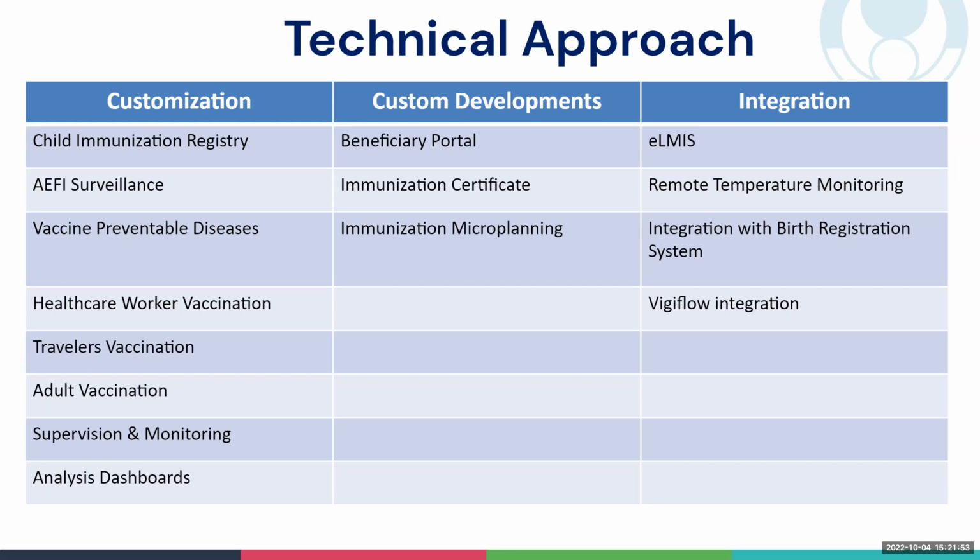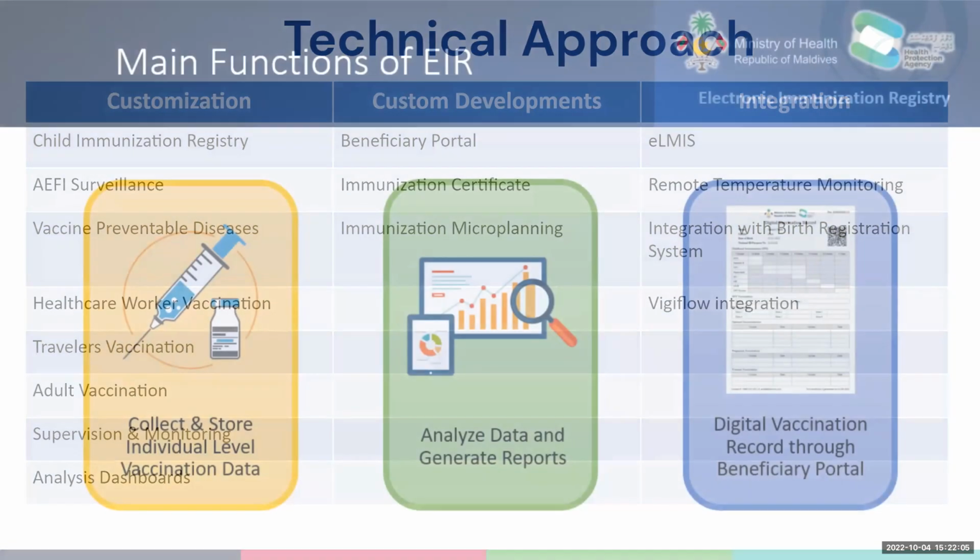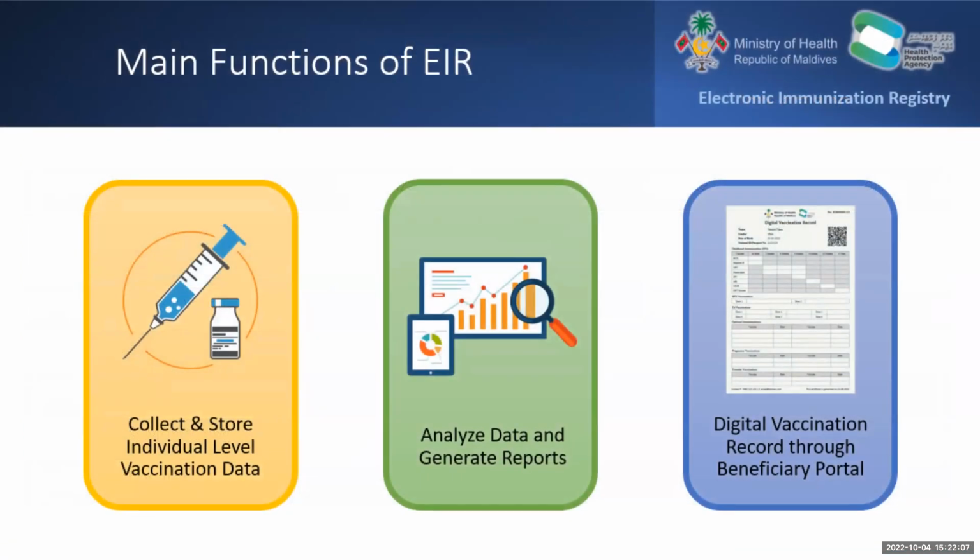So this again is mostly based on our learnings during the COVID pandemic, because it was all about agile developments and the integrations that we did during the times of COVID. If we specifically focus on the EIR, the main functions were to collect and store the data, to analyze and produce dashboards, and of course to produce digital vaccination records through the beneficiary portal.